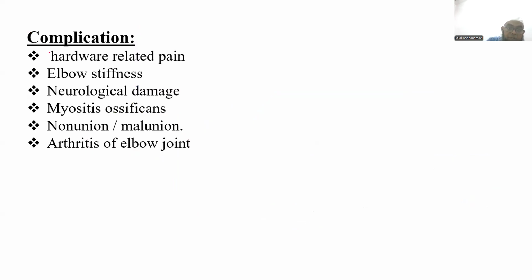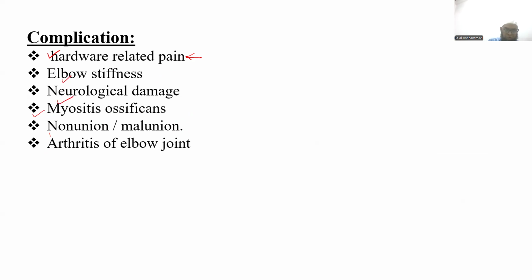What are the complications? Hardware-related complications. Why hardware-related complications? Because olecranon is a subcutaneous bone. So generally, the hardware irritates it frequently. So the patient will have pain and bursitis formation. So after some time, the olecranon implants need to be removed. The patient may also develop elbow stiffness.